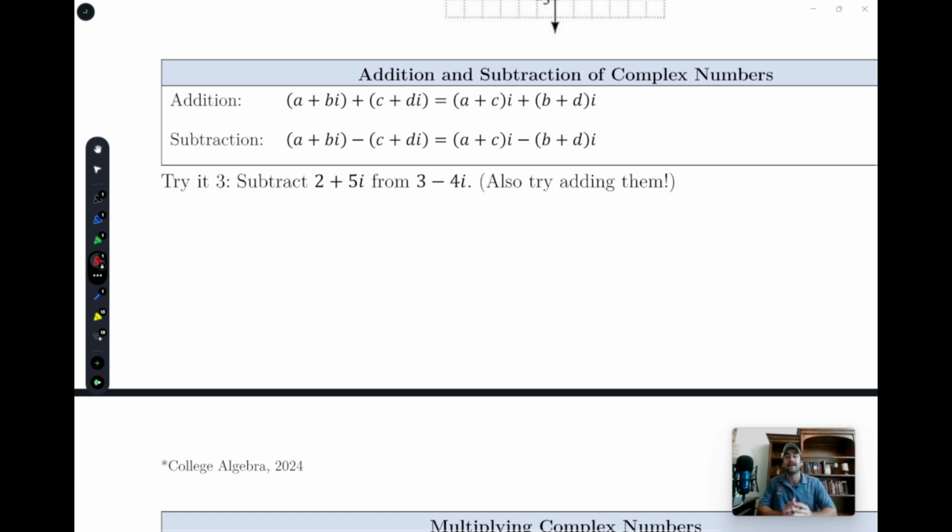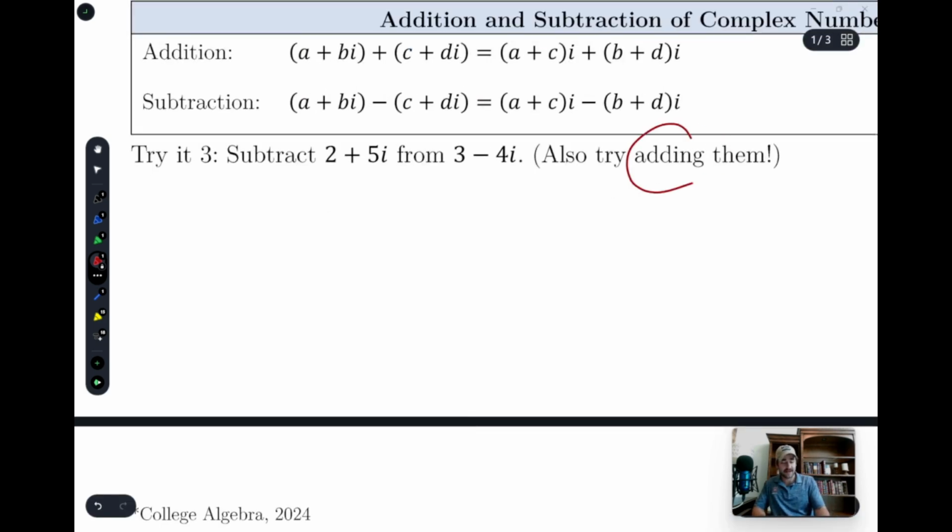For the time limit, we don't have the ability to go over every single triad in the book, but I highly encourage that you do. So let's look at this. I said try adding them as well. I'm going to leave you to do that on your own, but we're going to subtract.